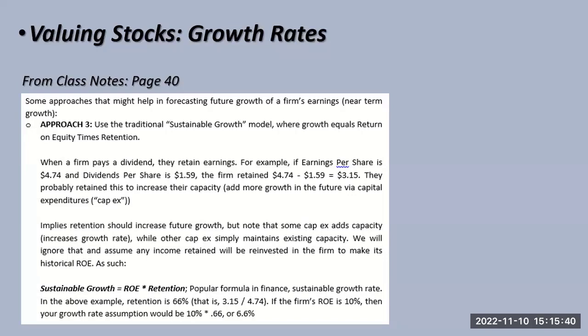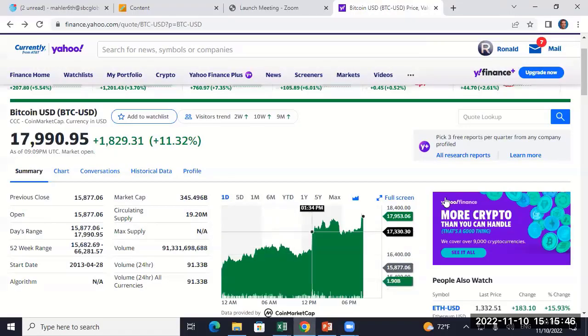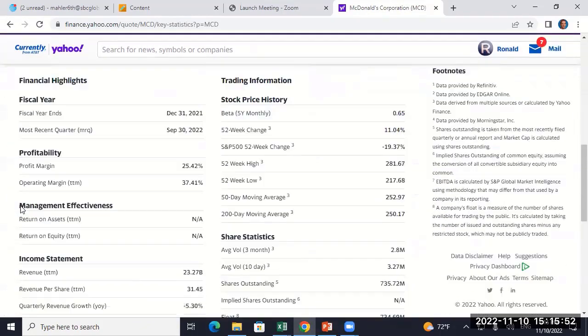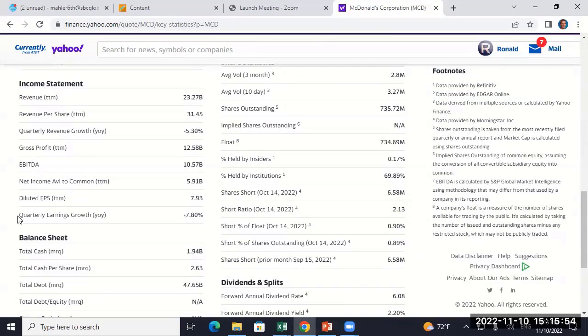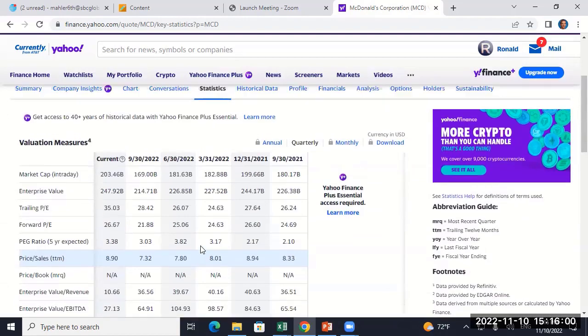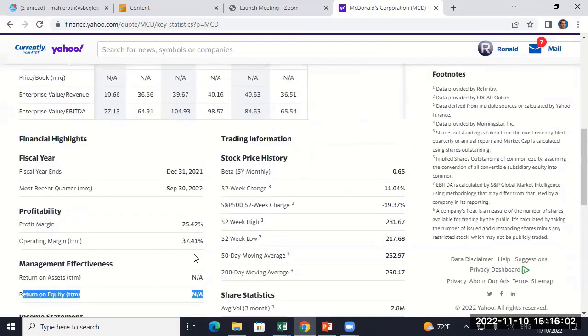Some firms, you don't have an ROE. So McDonald's doesn't have an ROE. Why doesn't McDonald's have an ROE? Any guesses on that? Where's the return on equity? I never remember where they put it. There it is, return on equity. They don't have a, did I get McDonald's in there? I don't know why they don't have a return on assets, but return on equity.